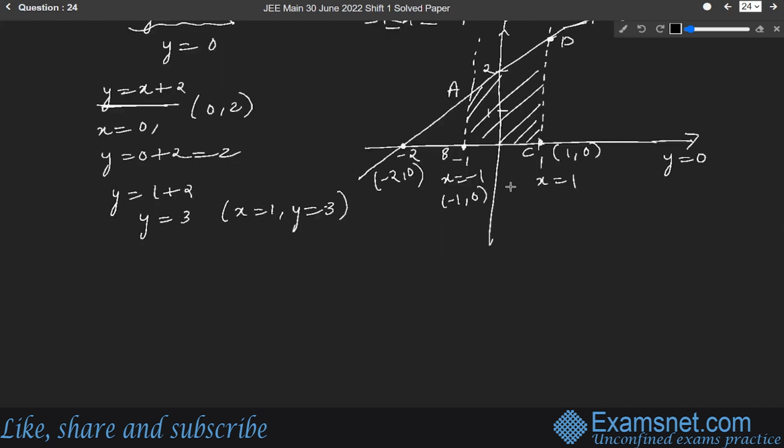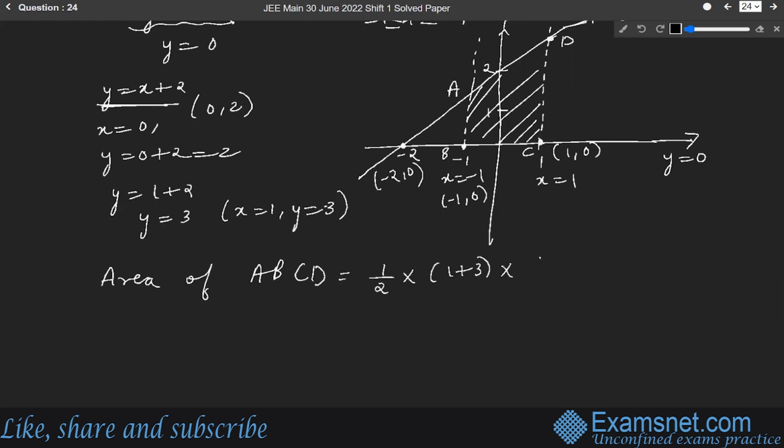Now let us talk about the area. Area of this region ABCD will be equal to half into (1 plus 3) into (1 minus (minus 1)). So it will be half into 4, and 1 minus (minus 1) will be 1 plus 1. 1 plus 1 is 2. 2 and 2 will be cancelled. So we have 4. So the area of this region ABCD is 4.